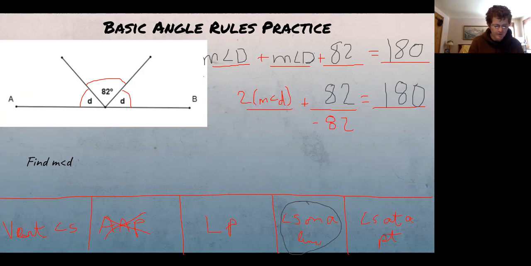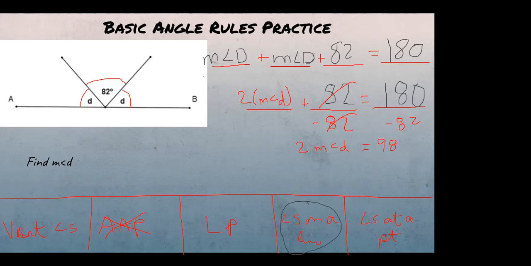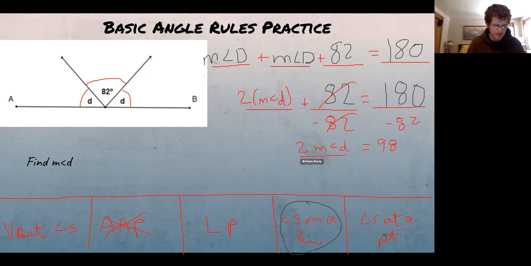it's just an algebraic equation. So I'm going to subtract 82 from both sides. I get 2 times the measure of angle D equals 98. And what's the last thing we do? You divide it by 2. There we go. Let's divide both sides by 2. Pretty straightforward. The measure of angle D, I'll go ahead and cancel those out so we can see it, is going to be 98 divided by 2, 49 degrees.